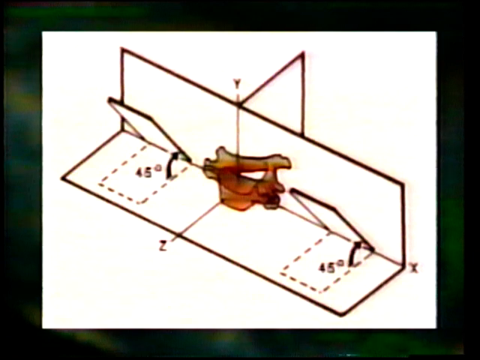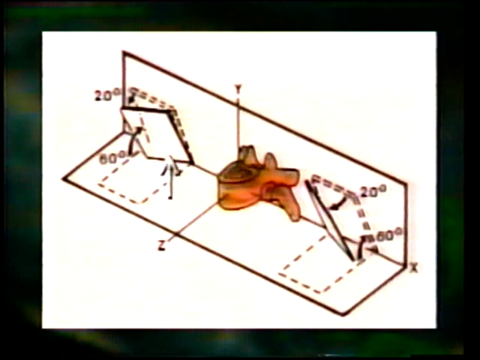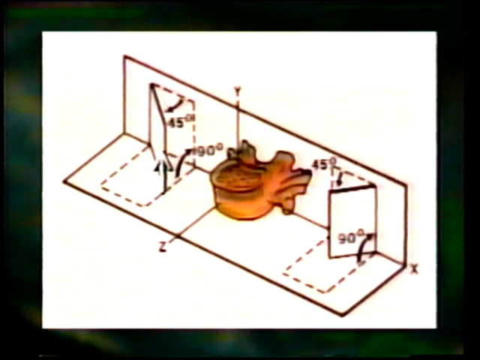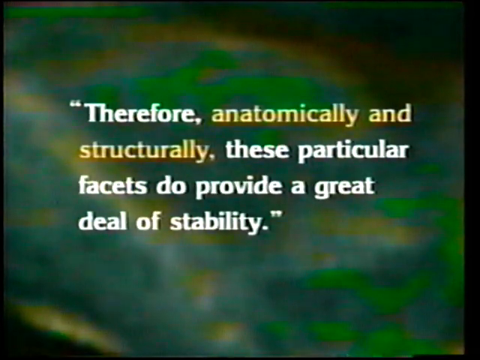The facet joints, as I mentioned earlier, play a role in providing stability to the spine. In the cervical region, the facet joints are oriented at a 45-degree angulation, which allows primarily flexion, extension, and rotation. As we go into the thoracic region, you'll notice that the orientation becomes a bit different. And then finally, down in the lumbar region, notice that they will allow 90 degrees of forward motion, but they will only allow 45 degrees of rotary motion to either side. Therefore, anatomically and structurally, these particular facets do provide a great deal of stability.